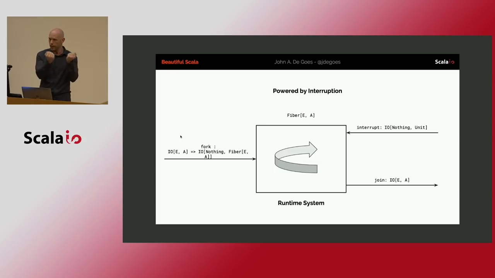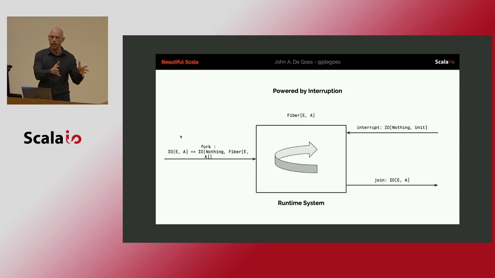Like the fork join framework in Java, the fork join thread pool, you can fork and you can join. You can join a fiber if you want to await its result. But you can also interrupt a fiber if you're done with it and don't care about its result. An interruption in ZIO happens instantaneously. And there's no magic, there's no configuration, there's no explicit user action required.